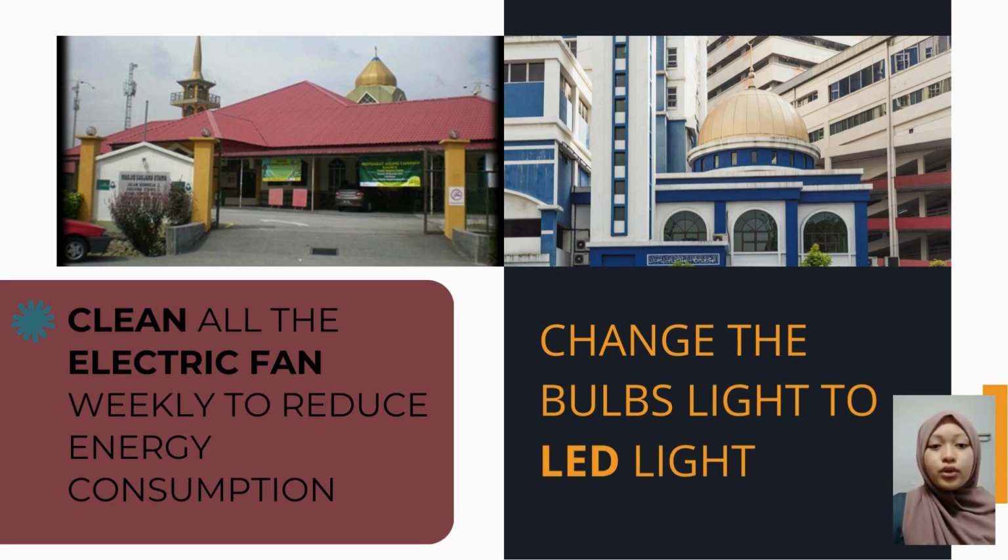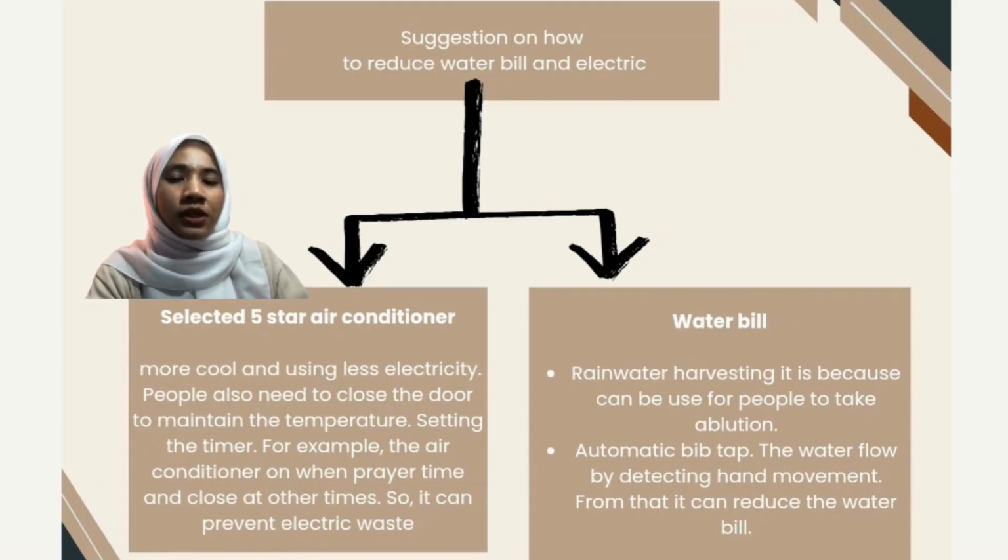So, there are some ways to reduce water and electricity bills. First, fans should be cleaned weekly. The fan becomes heavier and requires more energy to spin due to the dirt buildup. As a result, your electricity bills will go up. And secondly, replace the light bulbs with LED lights. The energy requirements for each light bulb differ significantly. However, we believe that you should pay attention to LED bulbs because LED bulbs are not only durable but also energy efficient.